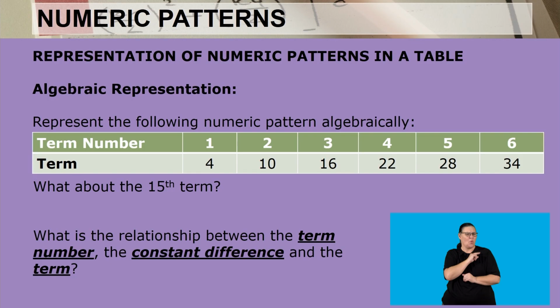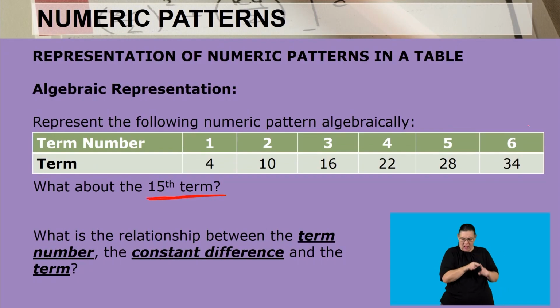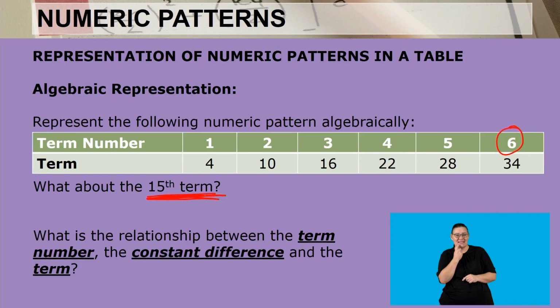Now, why would we need an algebraic representation? Well, as you can see, the table here represents only the first 6 terms. And as emphasized, we do continue with this pattern. So if you are asked there, what is the 15th term? So we know that 34 is the 6th term. What about the 15th term? Does this mean that you are going to add that constant difference right up until we get to term number 15? Well, you could do that, but what about term 100? Let's find an easier way to find that 15th term.